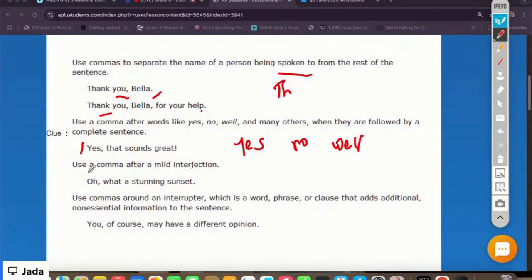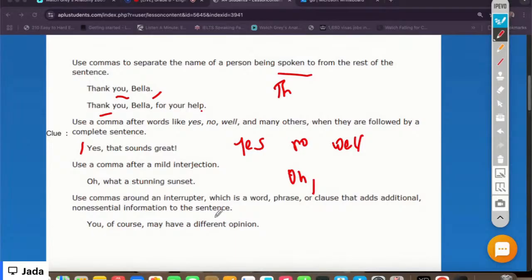Okay? Then use the comma after a mild interjection. "Oh, what a stunning sunset." So if you have "oh," it's like a mild interjection. So you would have to use a comma to separate it. "Oh, that is beautiful." You use a comma in between.